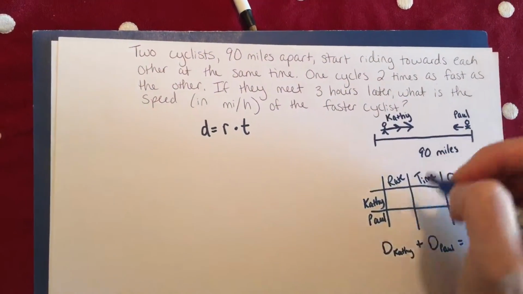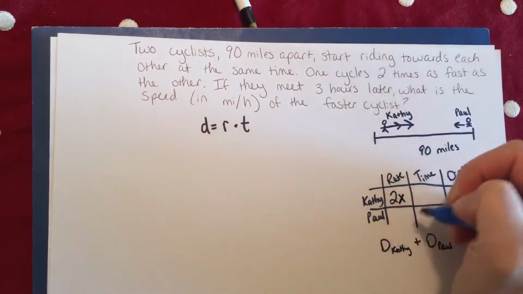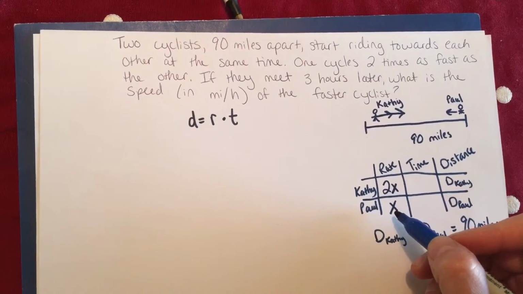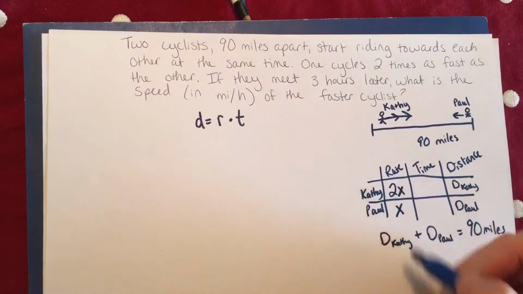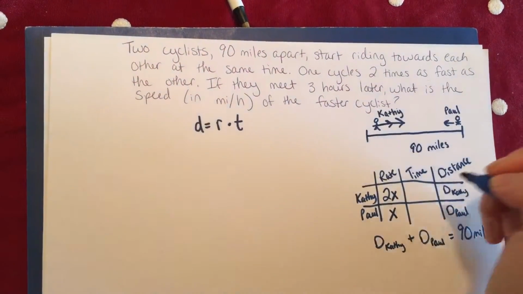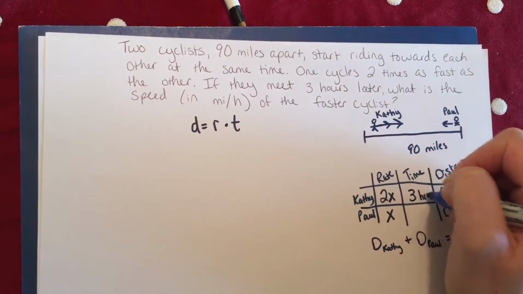As for the rate, we know that Kathy is going twice as fast as Paul. So whatever Paul's speed is, so let's say he's going 10 miles an hour, then Kathy is going 20 miles an hour in this problem. And the time for both of them is going to be 3 hours.